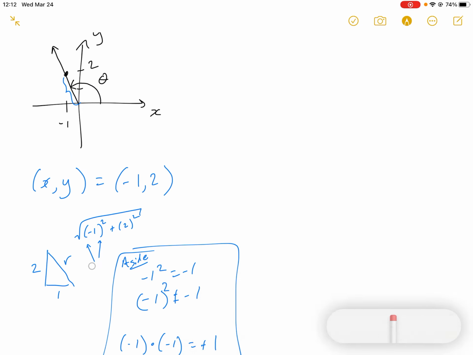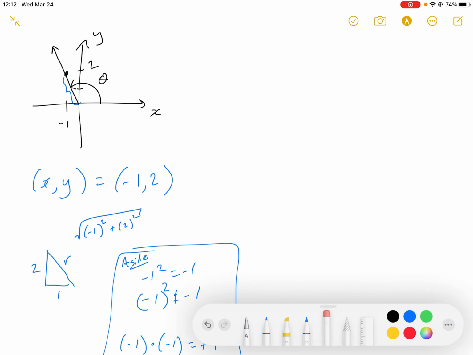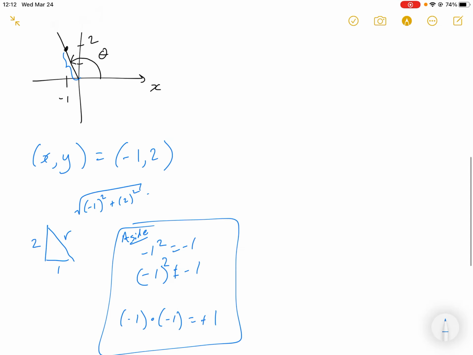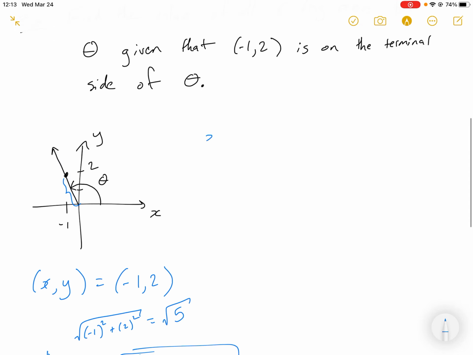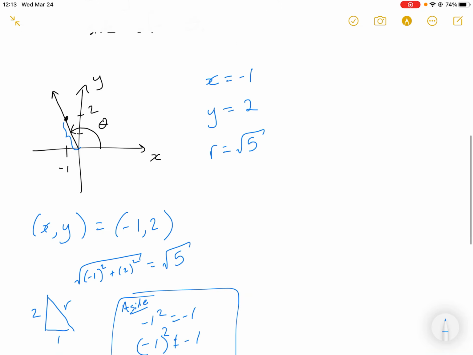So that's my little aside there. Anyways, back to our original question, which was what is r? What is that distance from the origin to this point? If you do 1 squared plus 2 squared, you should end up with 5, and so r is just the square root of 5. At this point, I have all the details I need. I have x equals -1, y equals 2, r equals the square root of 5, and I can solve for all of the trig ratios.